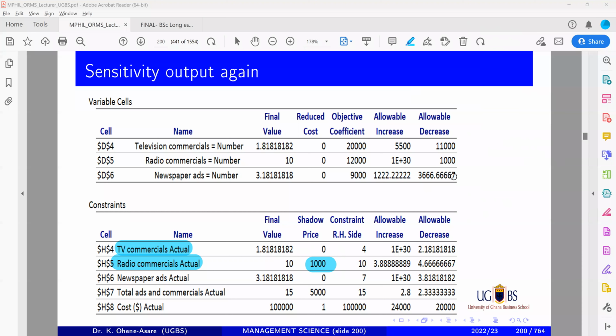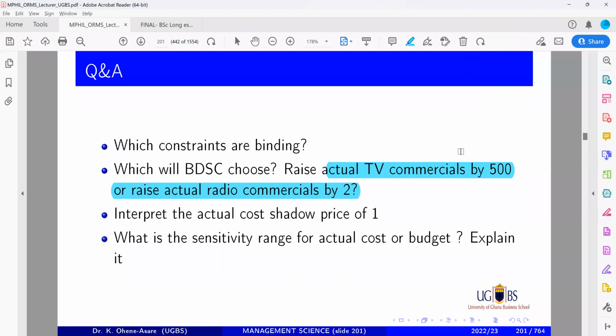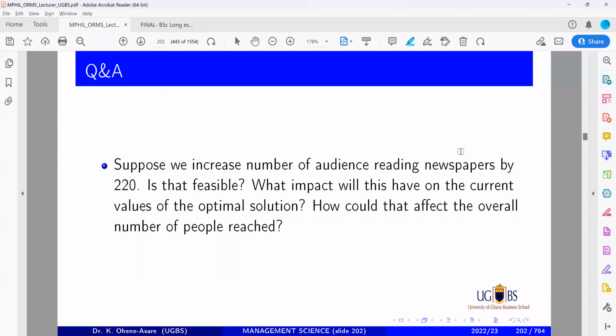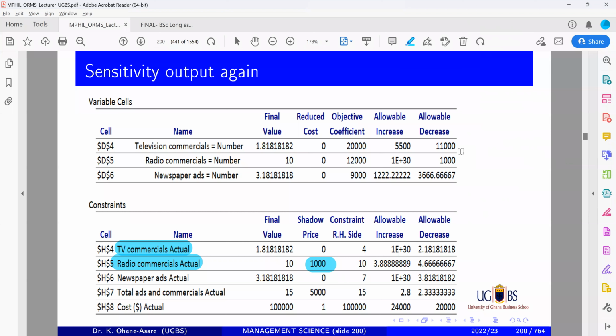Yes, Sefako. My own understanding means that one increase of advertisements will reach 1,000 more people. So one unit, if you add one more advert to what you already have, that means you're going to get, for this specific radio commercial, 1,000 more people. That's it. Okay.